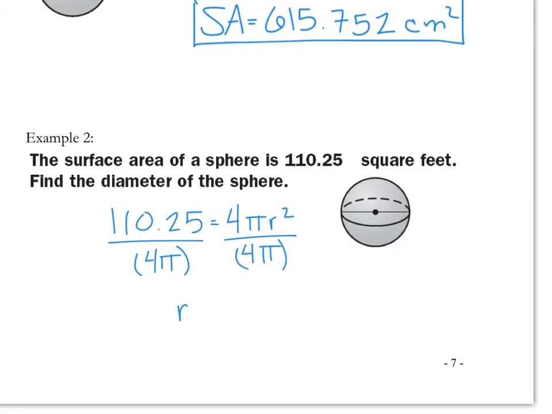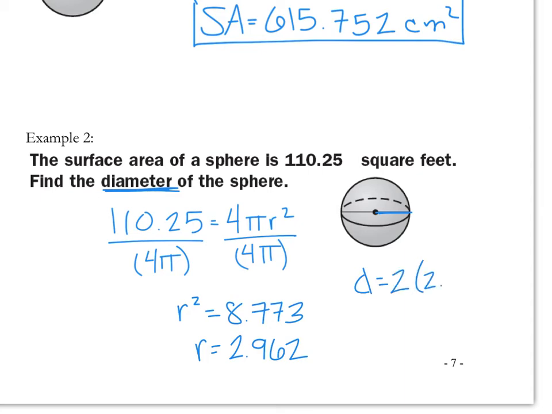So you should get r squared equals 8.773, and then I square root to get 2.962. But now it asks for the diameter. The radius is half of it, the diameter is the whole thing. So diameter is 2 times 2.962. So my diameter would be 5.924 feet.